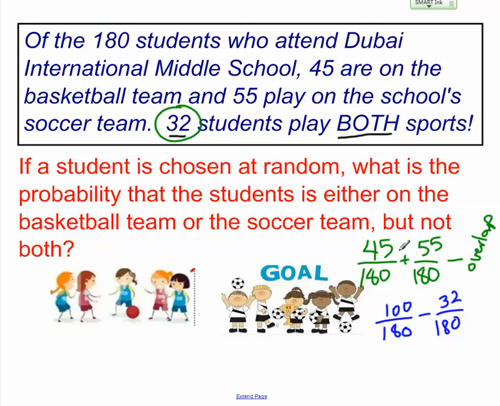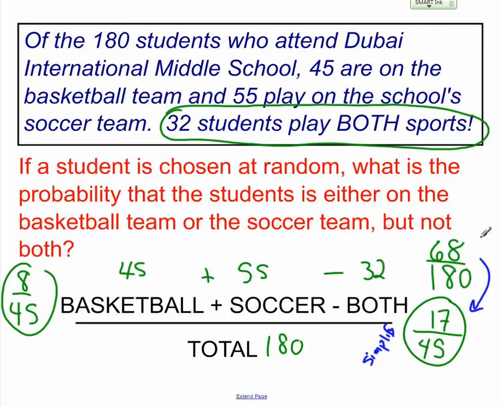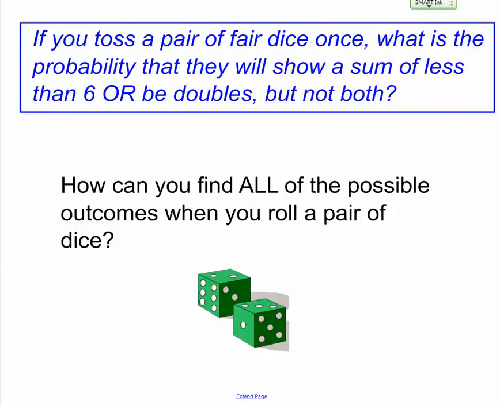So just like last time, we added the 45/180ths to the 55/180ths, and we got 100/180ths. Now, since we have 32 students who play both, we must subtract that overlap because we counted those 32 in each of these numbers, and we only want to count it once. So we subtract the 32 out of 180, and we get 68/180ths, which simplifies to 17/45. You can divide them both by 4. 68 divided by 4 is 17, 180 divided by 4 is 45. So that's how you deal with events that have an overlap.